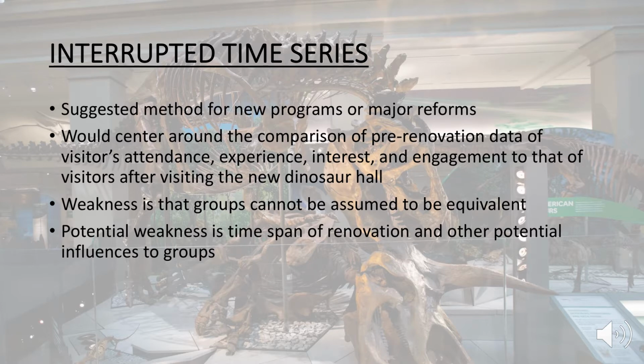Newcomer suggests interrupted time series in cases of new programs being started or major reforms occurring, which seems to lend itself quite well to the opening or the reopening of the Dinosaur Hall. One of the weaknesses of this method is that the groups cannot be assumed to be equivalent like what you would see in a randomized experiment, but this is a characteristic of other comparison groups as well.